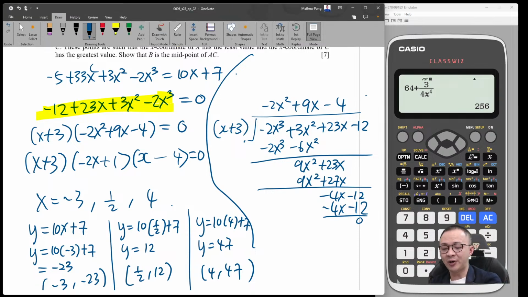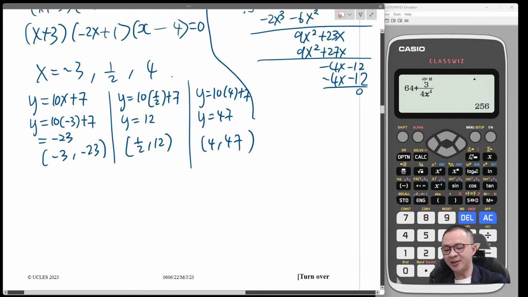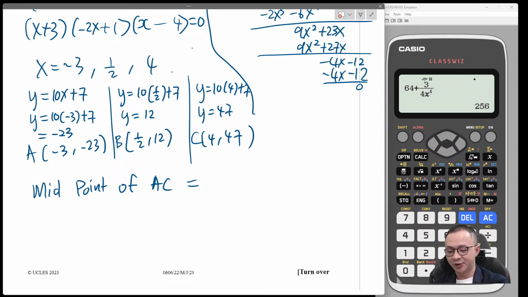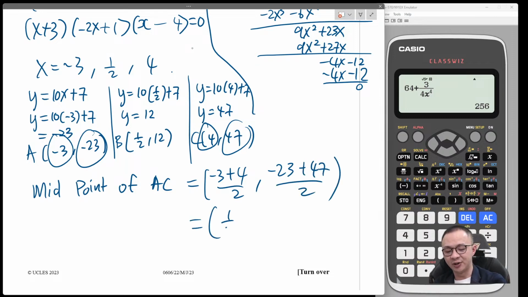So right now, what I want to do is show that B is the midpoint of AC. If B is the midpoint of AC, this one obviously is my ABC. So I want to find the midpoint of AC. I use the midpoint formula: x plus x over 2, y plus y over 2. Negative 3 plus 4, over 2, so this is 1 over 2. I must get the B coordinate. Here I simplify, 24 divided by 2 is 12. So, yes, that's right, shown.